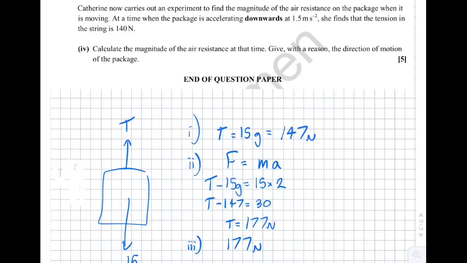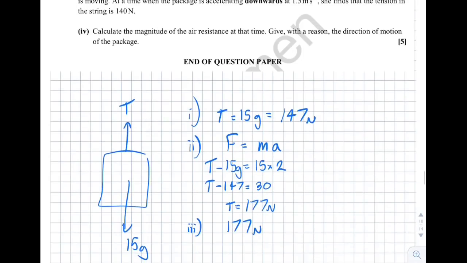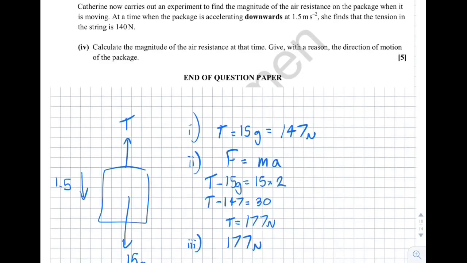Okay. So now we know it's accelerating downwards at 1.5 meters per second squared. Now that doesn't mean it's moving downwards. If it's moving up, it would mean it'd be slowing down. The reason this is a bit confusing is because air resistance opposes motion, i.e. if the package is going down, air resistance is going up. If the package is going up, air resistance is going down.